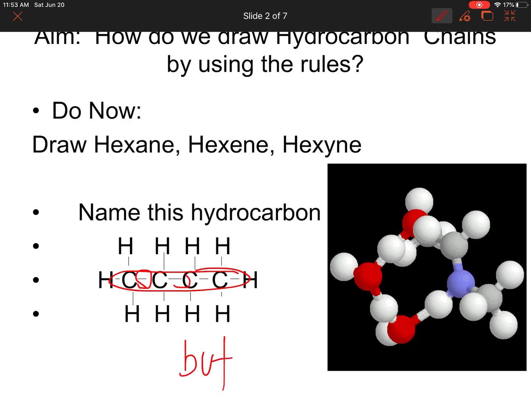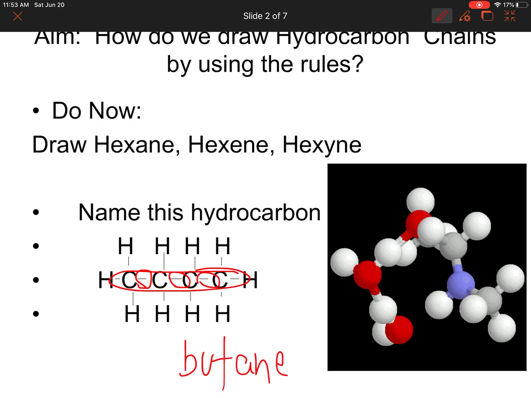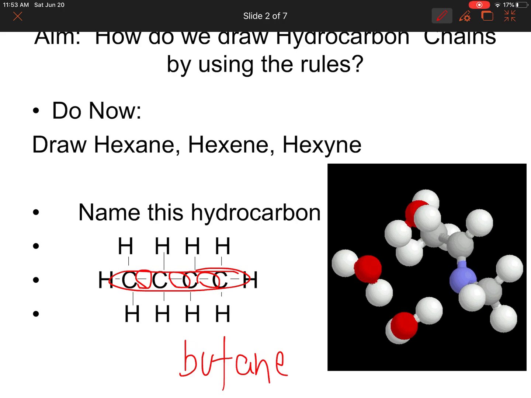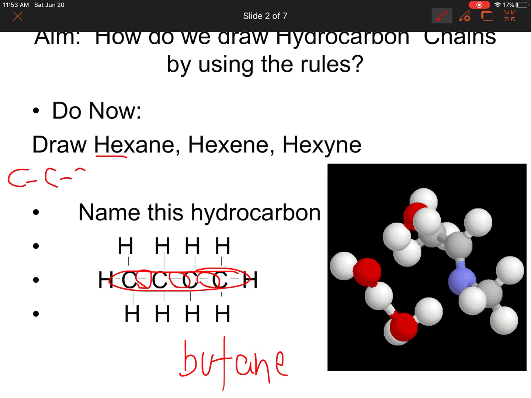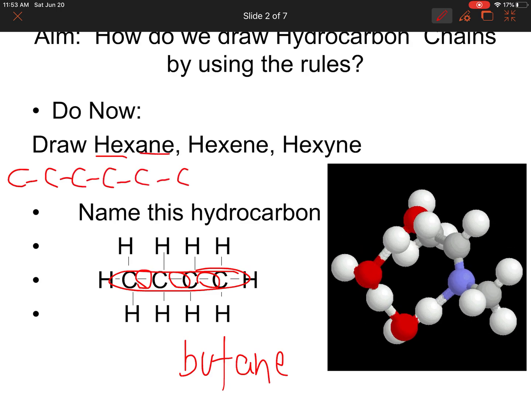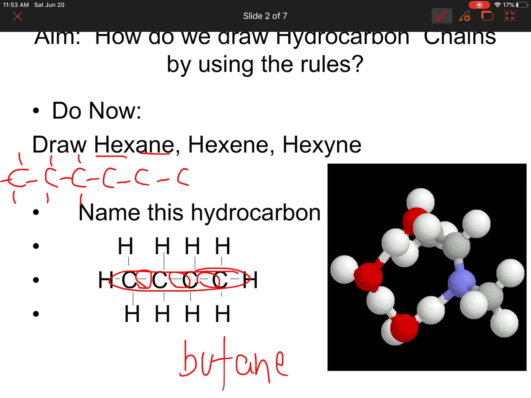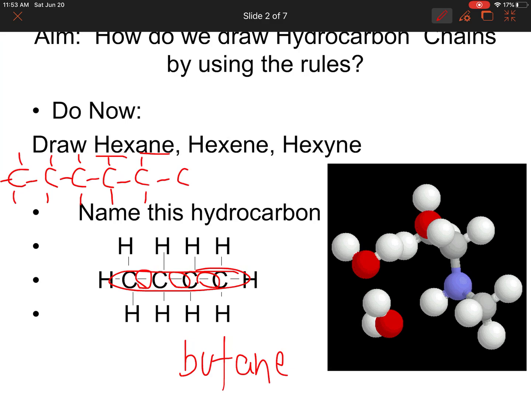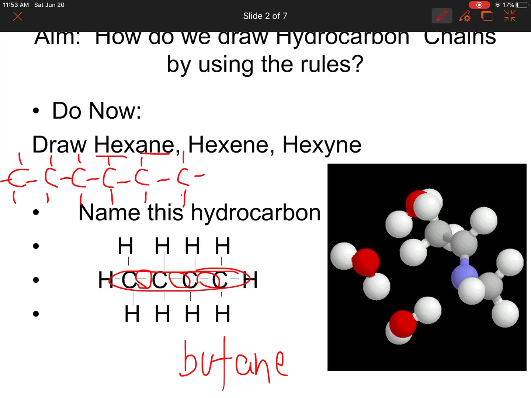These are single bonds in between them. So -ane is single bonds, so it's butane. It says here, draw hexane, hexene, hexyne. Hex-, a 6-carbon chain. We'll just draw hexane right now. Ane means single bonds, so it's all single bonds. The rest of these are hydrogens on the outside. I'm not going to draw the hydrogens, there's just too many of them to draw. Remember, carbon always has 4 bonds around it.